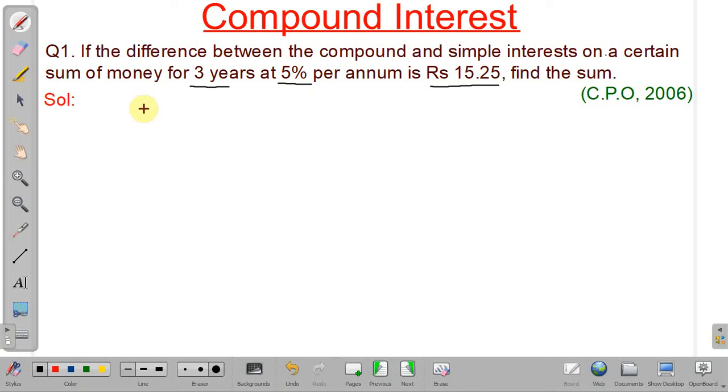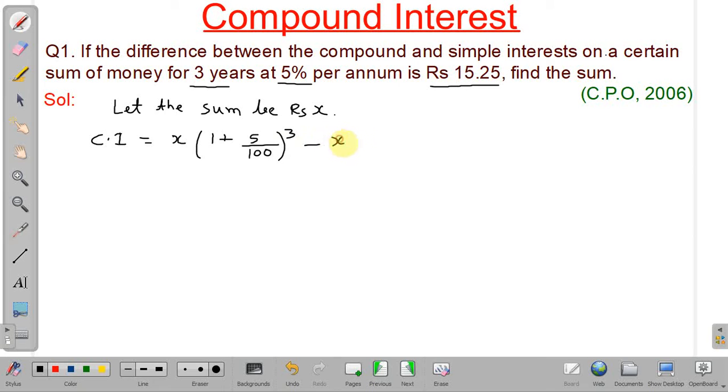So how we can solve this? We will assume the sum as x. Let the sum be rupees x. So we can calculate the compound interest. It will be equal to amount minus principal. So amount will be x, that is principal, into 1 plus rate of interest 5 divided by 100 to the power time, that is 3 years, minus principal, that is x.